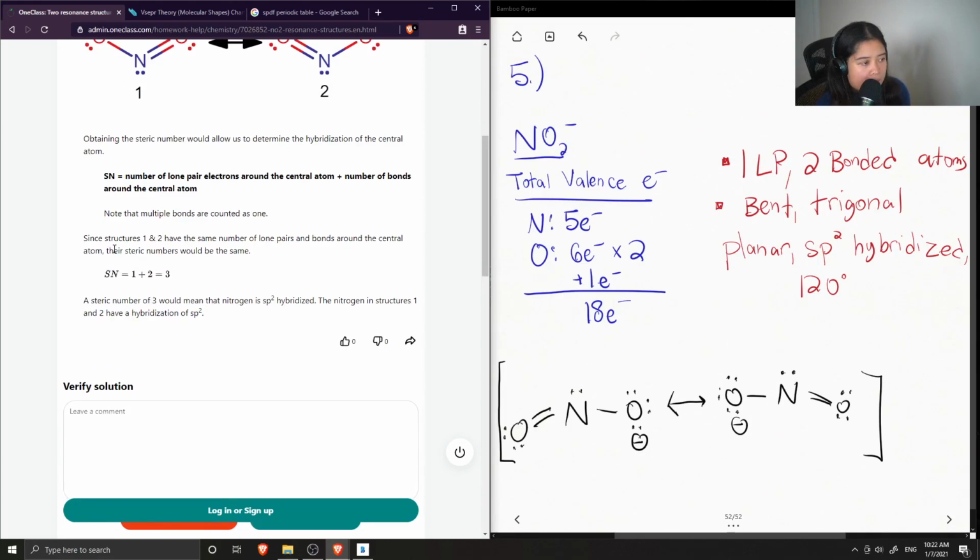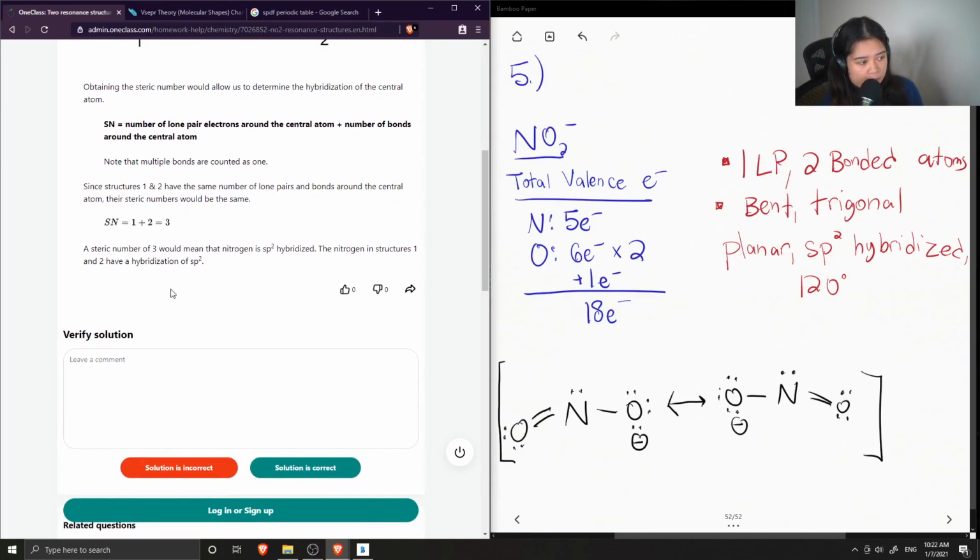So since structures 1 and 2 have the same number of lone pairs and bonds around the central atom, both their steric numbers would be the same. It's equal to 3. A steric number of 3 would mean that nitrogen is sp2 hybridized. The nitrogen in structures 1 and 2 have a hybridization of sp2. Yep, so that's another method of doing it as well. It's pretty much the same thing. So this solution is correct.